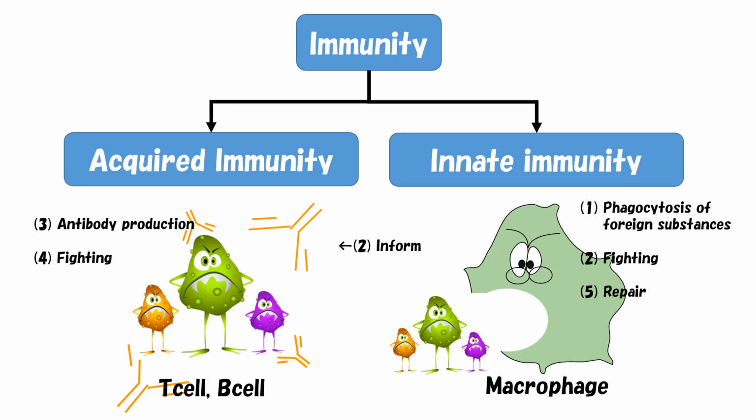The central cells of acquired immunity are T cells and B cells. These cells, informed by macrophages, start producing antibodies according to the characteristics of the virus. If it encounters the virus for the first time, it takes a little longer to prepare. However, once an antibody is produced, it attaches to the virus and kills it.